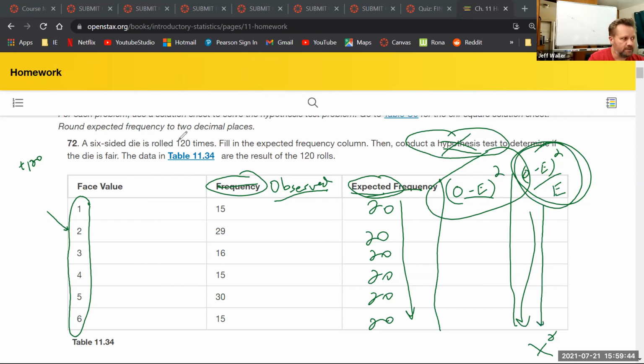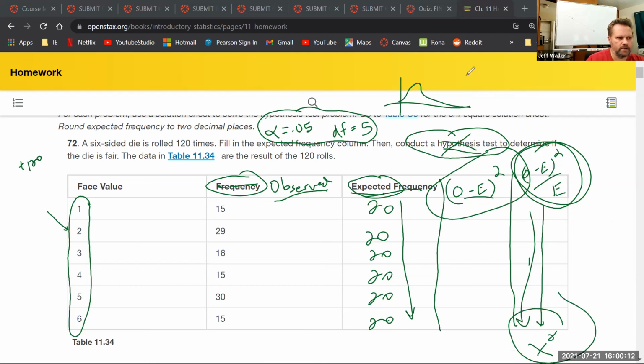And remember, if they don't say what alpha is, you just assume it's 0.05. What's your degrees of freedom here? 5. Good, 6 minus 1, 5. So then you can look those two things up on the chi-square chart. Then you'll set up what's far enough away, and once you add this column up, you'll know where you got, so you'll see if you got far enough away. And then the conclusion. Okay, cool. Thank you.